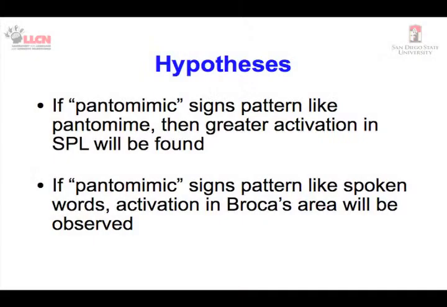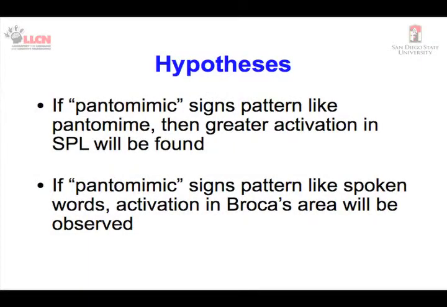So our hypotheses, given what we know about language and the neural representation for language and for pantomime, was that if these pantomimic signs, like drink or hammer or brush your hair, pattern like pantomime, they look very much like pantomime, then we should see greater activation in superior parietal lobule. On the other hand, if they pattern like the production of words, we should see activation in Broca's area, the area that's involved in retrieving lexical items. Okay, does everybody get the idea?